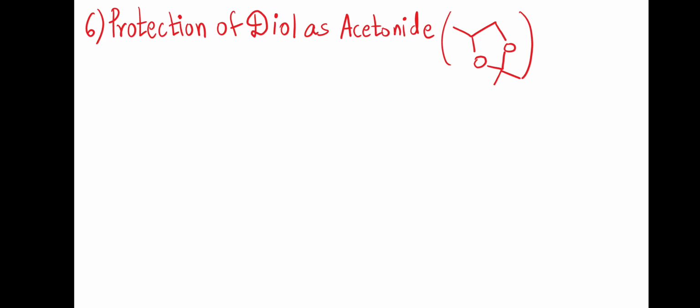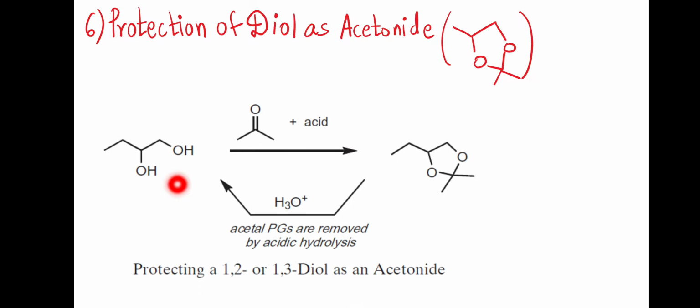The next functional group is, you can also protect a diol. Vicinal diol means 1 and 2, adjacent carbons. If there are two alcohol groups, that is a vicinal diol, and you can protect that using a ketone, acetone. That is why this is called acetonide protection. This compound that is formed is called acetonide. In presence of acid it will be protected, and then in presence of acid hydrolysis it will be deprotected and we will get the diol back.